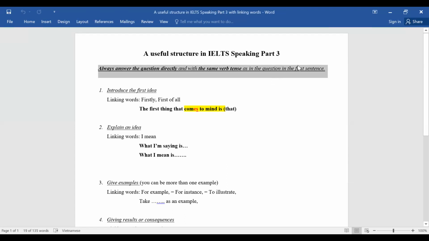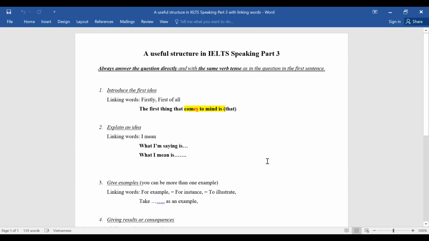Hannah, can you please help me to read this part? The first thing: always answer the question directly and with the same verb tense as in the questions in the first sentence. Yes, this is a golden rule. Everybody, please don't forget this. In both parts 1 and 3, you need to be direct and you need to use the same verb tense in the first sentence.